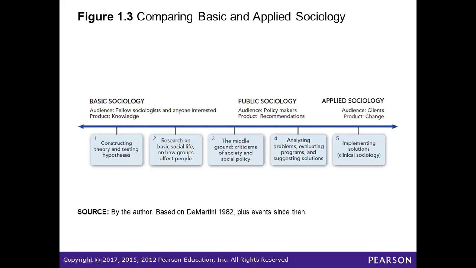Again, here's figure 1.3 that talks about basic, public, and applied sociology. Basic: the audience is fellow sociologists and anyone interested, and the product is knowledge. Public sociology: the audience is policymakers, and the product is recommendations. Applied sociology: the audience is clients, and the product is change. I'll give you a few moments to look over this slide so you can learn more about basic, public, and applied sociology.